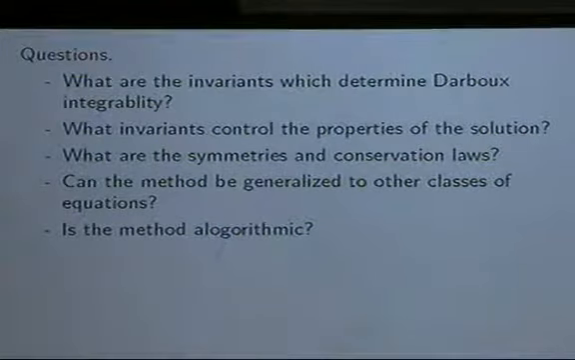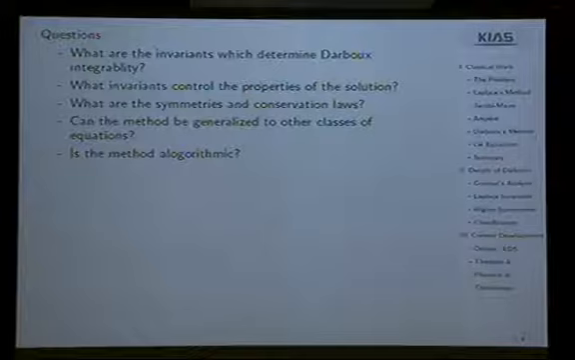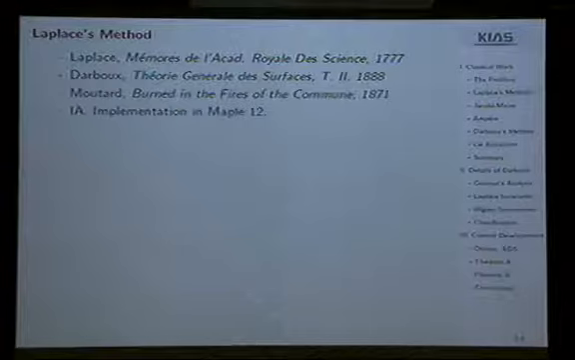And as some of you know, I'm very interested in symbolic differential geometry, the implementation of differential geometry in a computer algebra language like Maple. And so the question is, to what extent is this method algorithmic, and can you put it on a computer and get answers in good order? Okay, so we have a lot of history to cover.